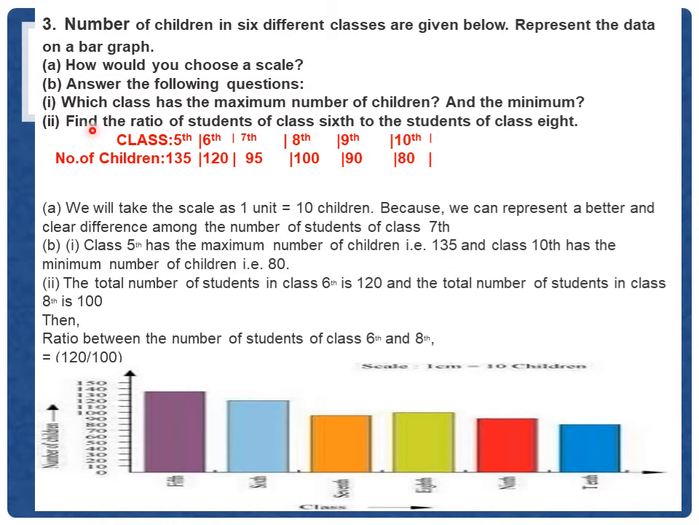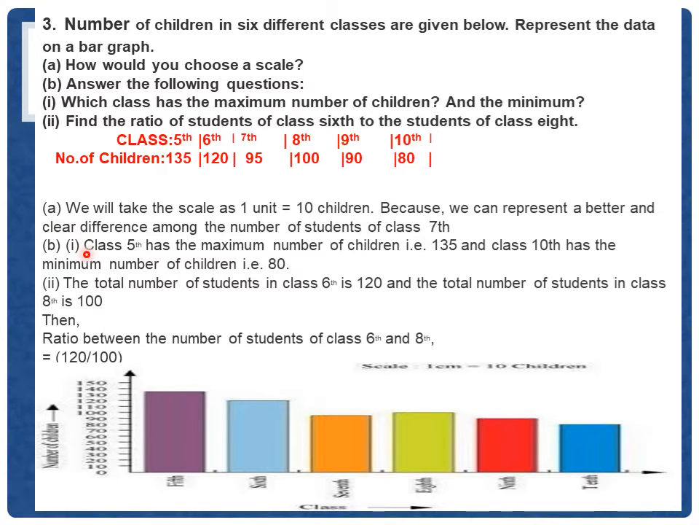So first, how to choose the scale? Solution here. We will take the scale as 1 unit is equal to 10 children, and the scale you are going to take on the y axis. So 1 unit is equal to how much? 10 students. So 10, 20, 30, 40, you are going to take up to 150, because we need the number up to 135. On the x axis we are taking the classes. 5th, 6th, 7th, 8th, 9th and 10th. These are the different classes.